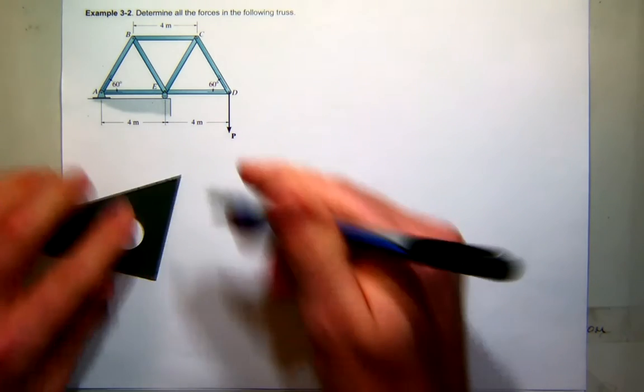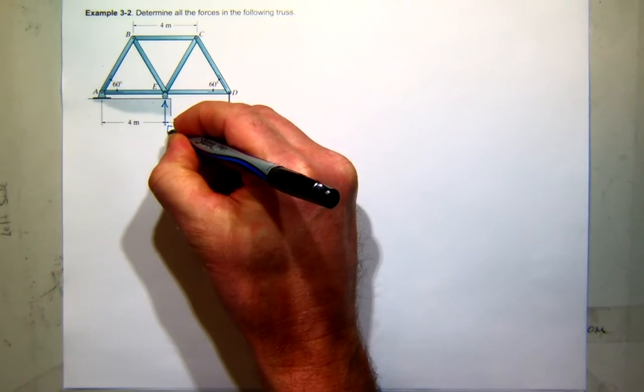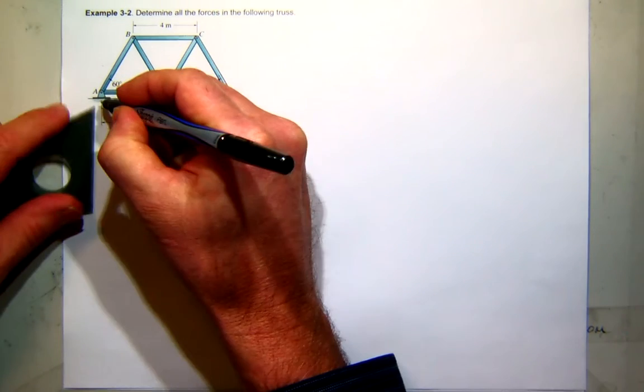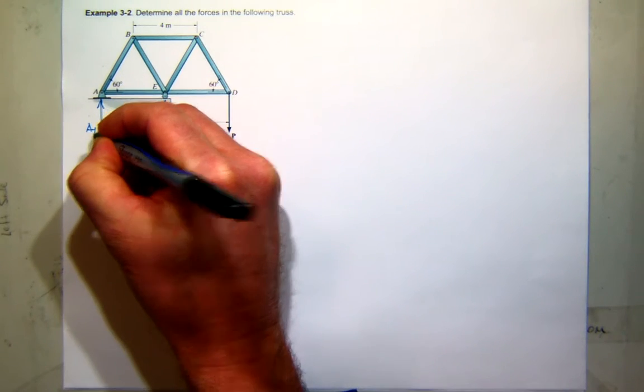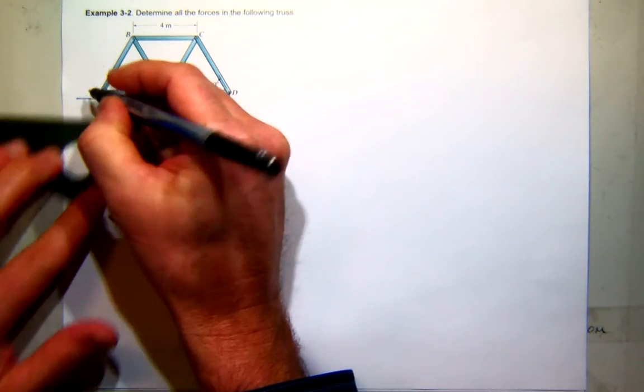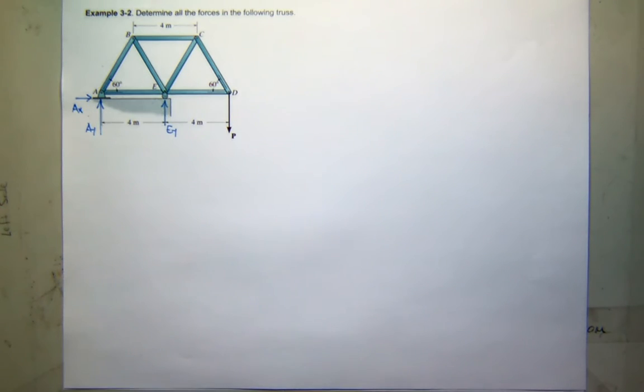So I'm going to assume at E, I have a reaction in the Y direction. I'll call it EY. And then also at A, AY, and then in the X direction, AX. So let's find those reactions.